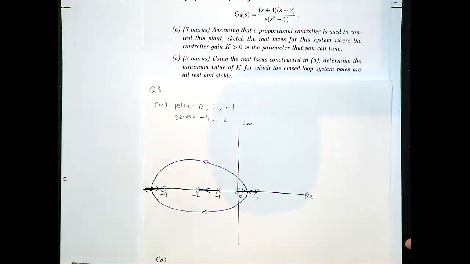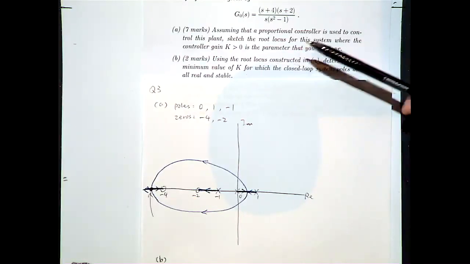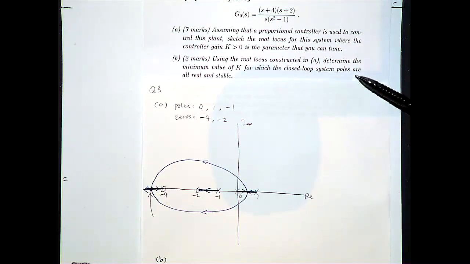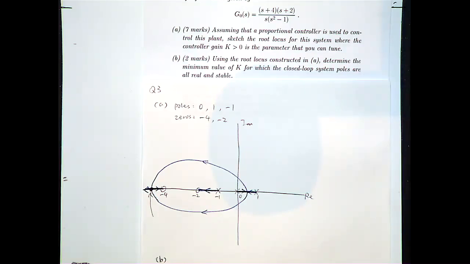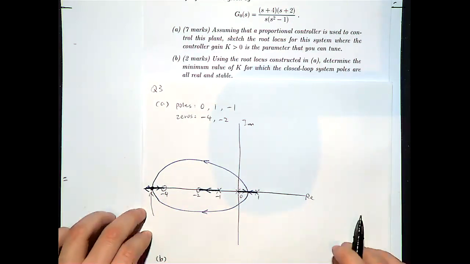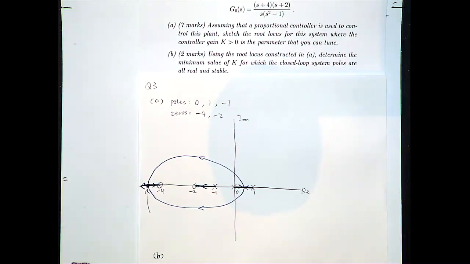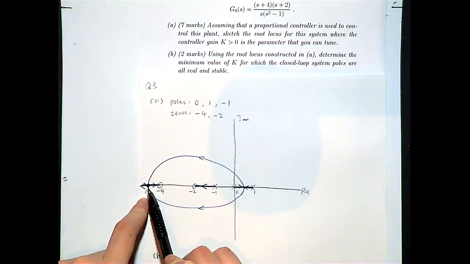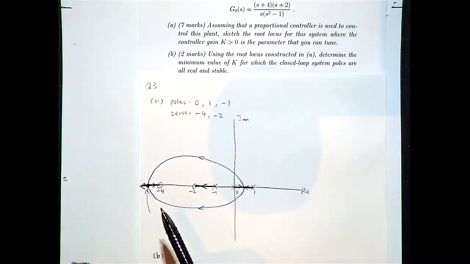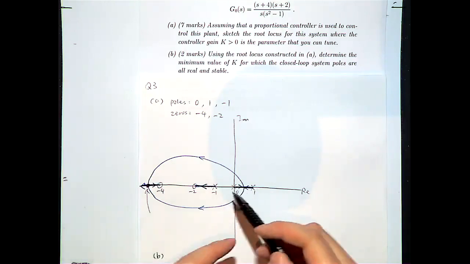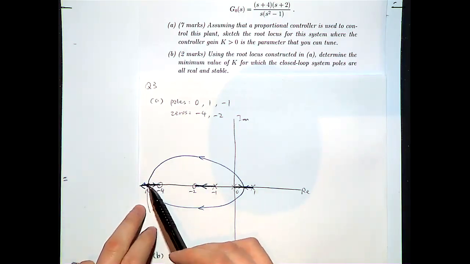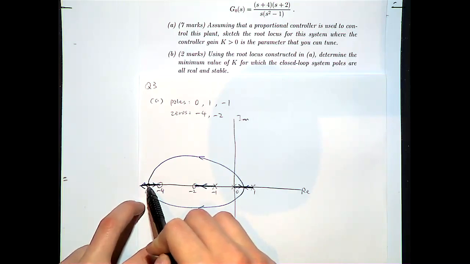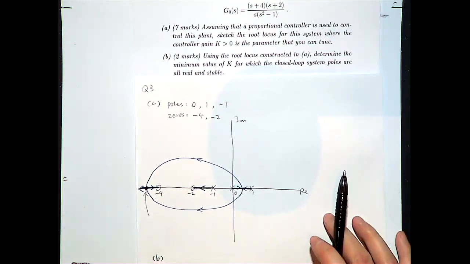Right? So the k corresponding to this point is the minimum value that gives all closed loop poles real and stable, right? So now we need to calculate the k for this point. Before we do that, we need to calculate the value of this point. Because once you write up your characteristic polynomial along the root locus, it's always equal to zero, right? So if you have this point identified, you can calculate the gain based on that equation.